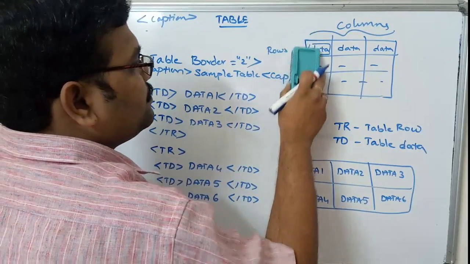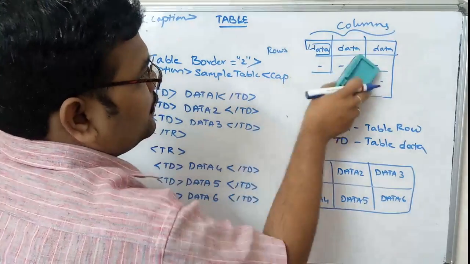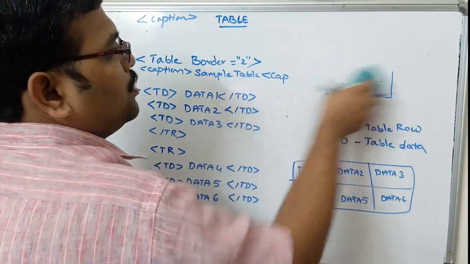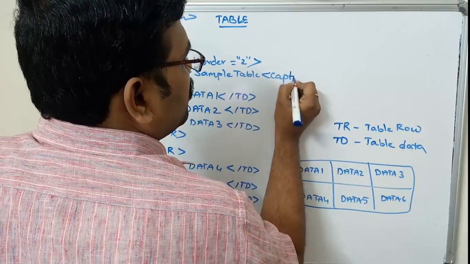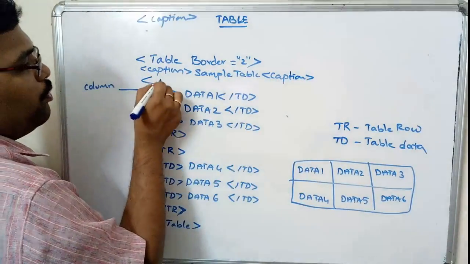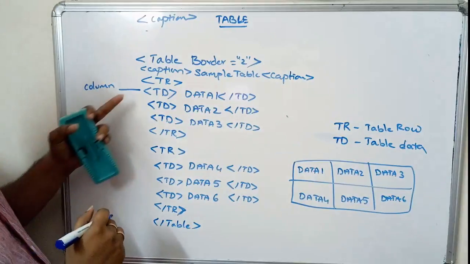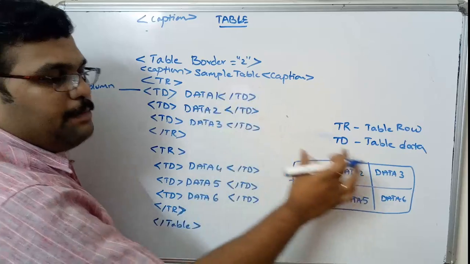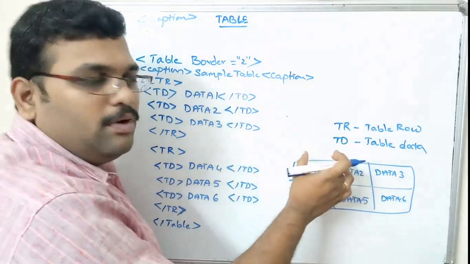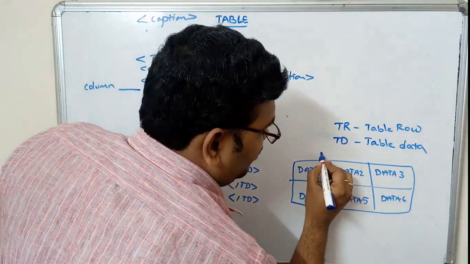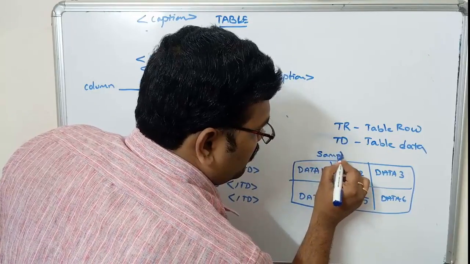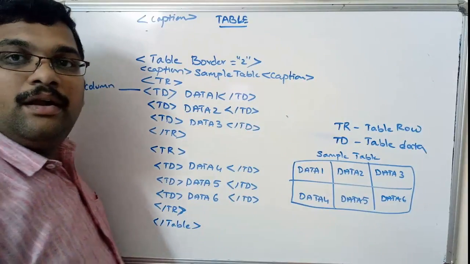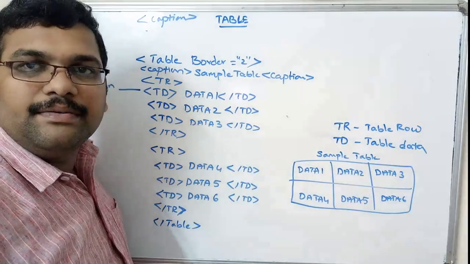Close the caption and now open the TR tag. So if you write this caption inside the table, this caption will be displayed at the center of the table, above the table, center alignment. It will display here, sample table, right? So it will display in this way.